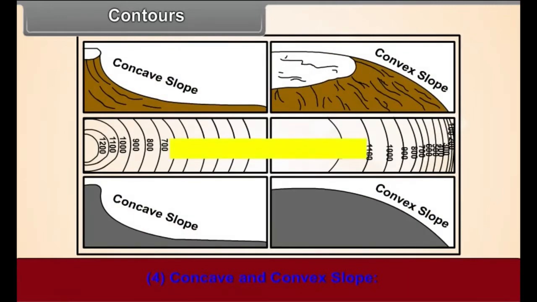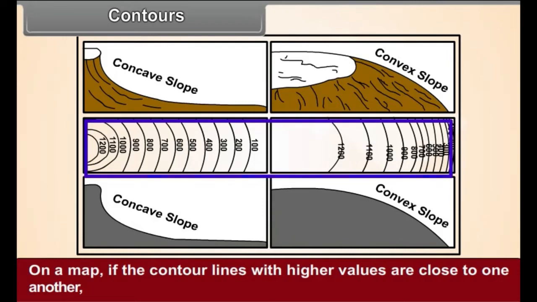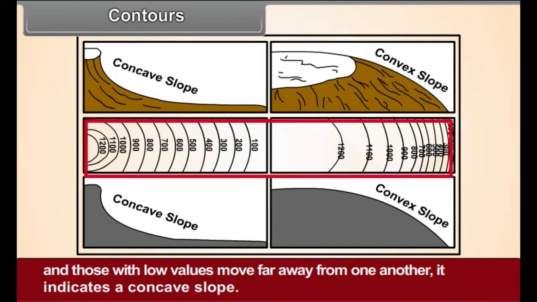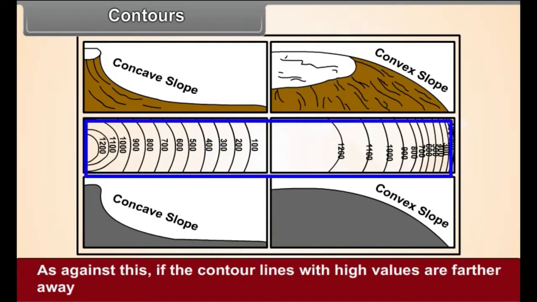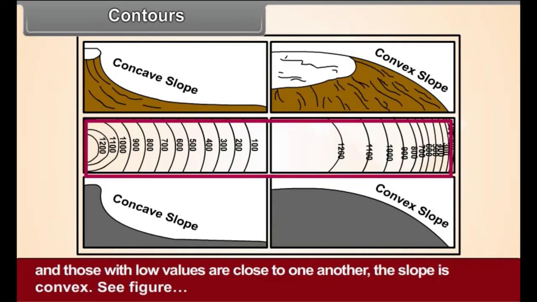Number 4. Concave and convex slope. On a map, if the contour lines with higher values are close to one another and those with low values move far away from one another, it indicates a concave slope. As against this, if the contour lines with high values are farther away and those with low values are close to one another, the slope is convex.